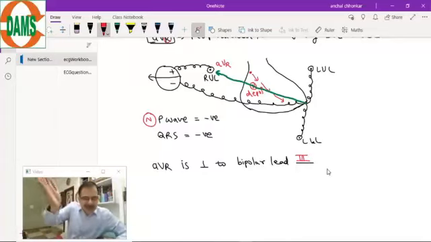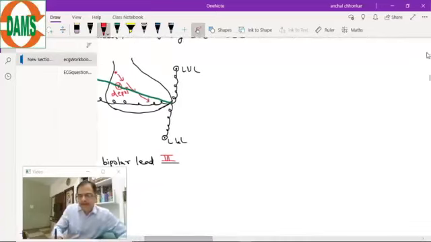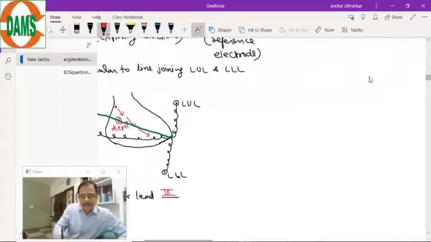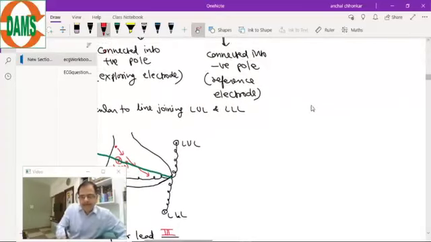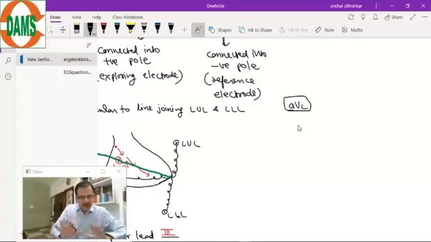Because that is the direction of lead 3, joining the left upper limb and left lower leg, that was lead 3. So AVR is perpendicular to bipolar lead 3. Very good. Now come to the lead AVL. So same principle, same steps we will keep.